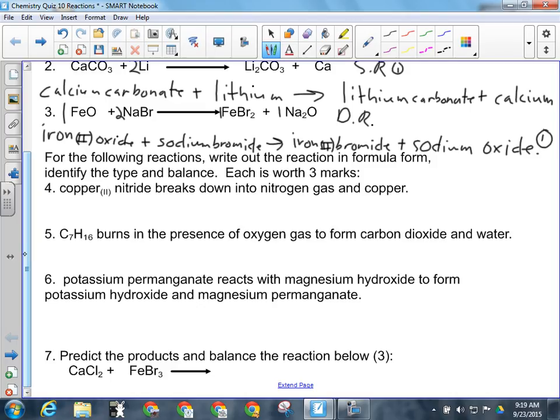Okay. All right, so for number 4 then, we have to write it out in formula form. Copper(II) nitride, Cu, and since that Roman numeral 2 tells me it's a 2 plus charge, I write that. Okay, with nitride, that's a 3 minus, so I've got Cu3N2, breaks down into nitrogen gas and copper. Must look like that. Nitrogen's one of those special elements that comes as a 2 all the time. Okay, what kind of reaction involves breaking down? Decomposition for 1 mark.